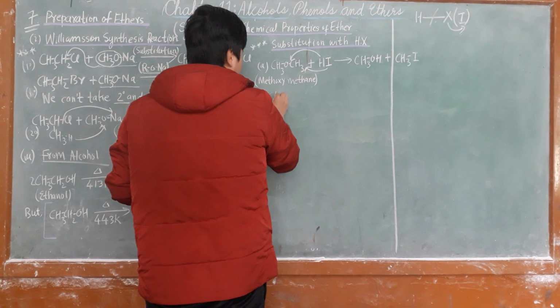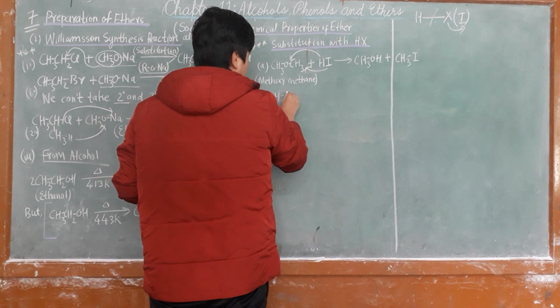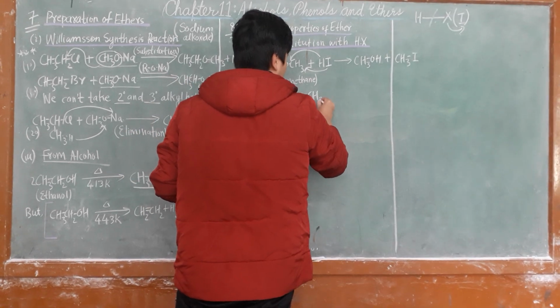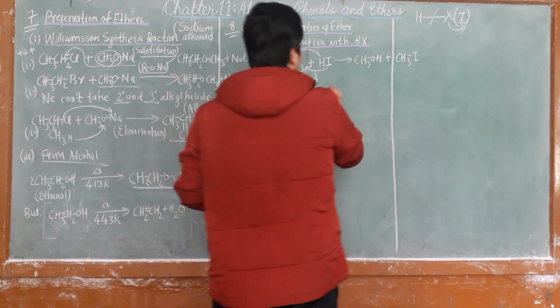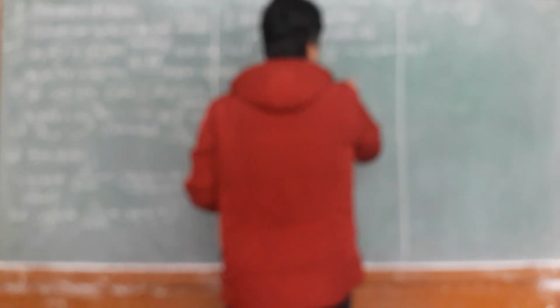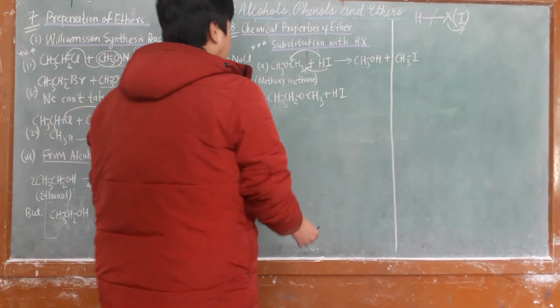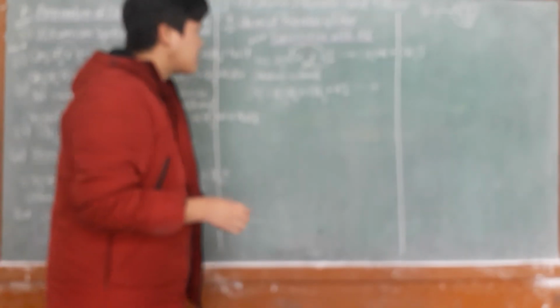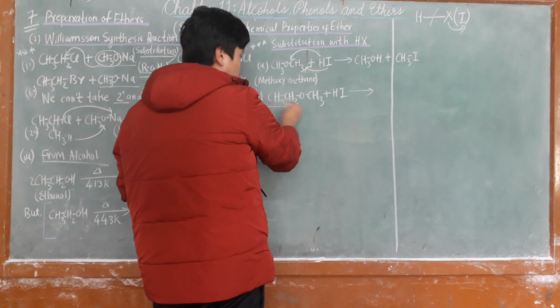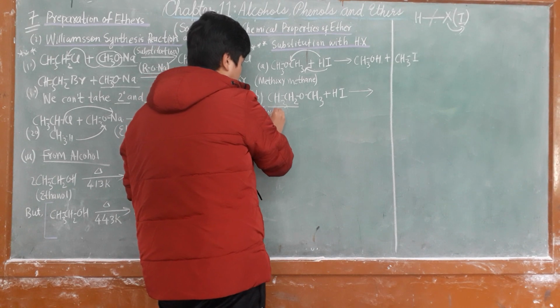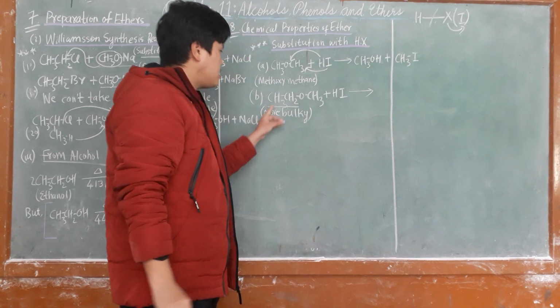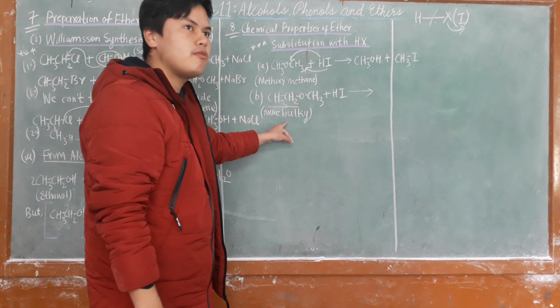CH3, CH2, O, CH3, plus HI. Any question? If the case is like this, what happens is that balance is maintained. CH3CH2 is more bulky.